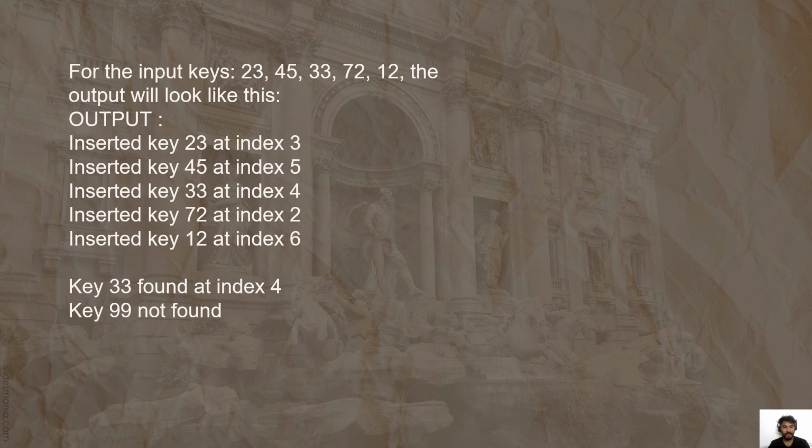For the input keys 23, 45, 33, 72, and 12, the output will look like below as shown in the PPT. Inserted key 23 at the index of 3. Inserted key 45 at the index of 5. Inserted key 33 at the index of 4. Inserted key 72 at the index of 2. Inserted key 12 at the index of 2. Key 33 found at the index 4. Key 99 not found.